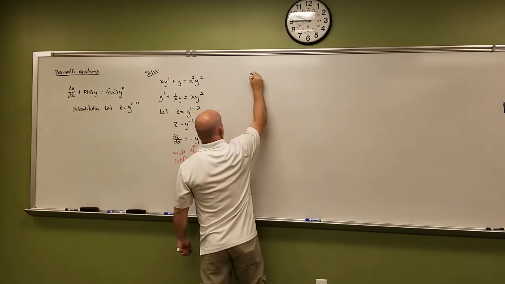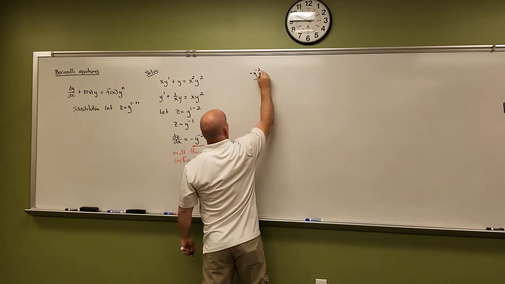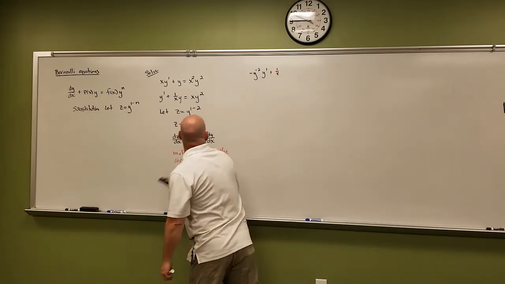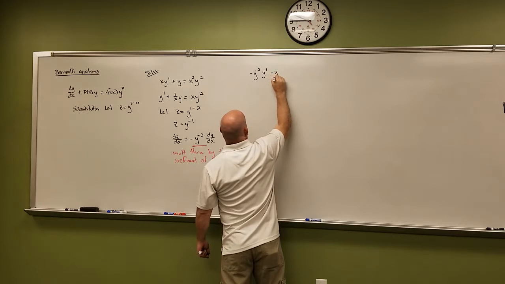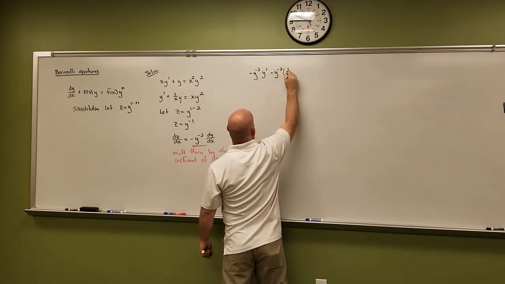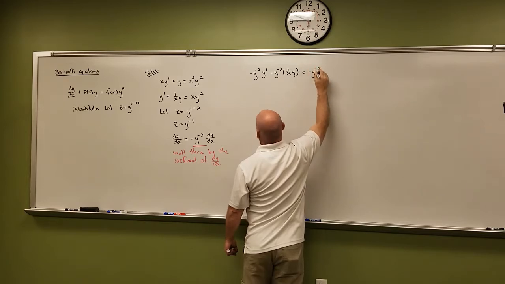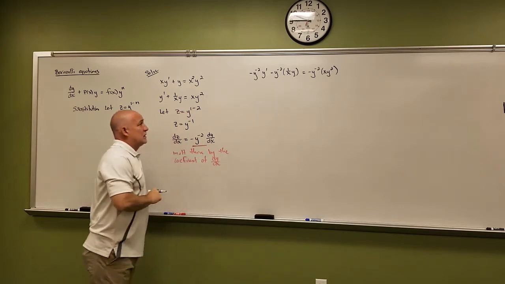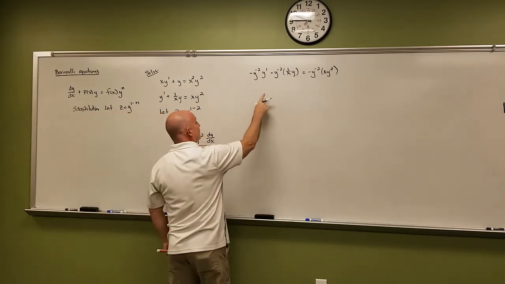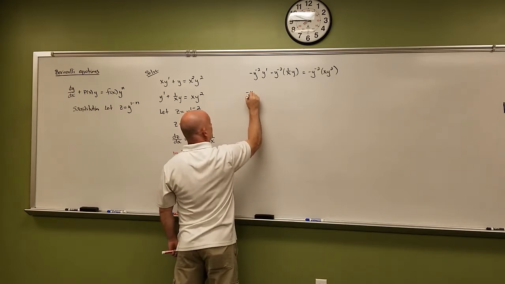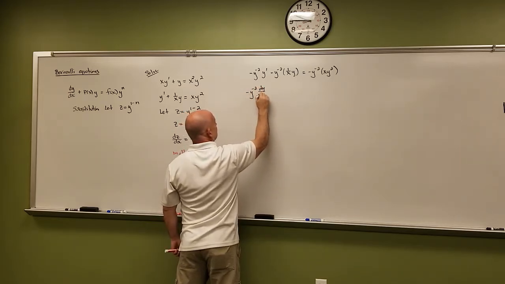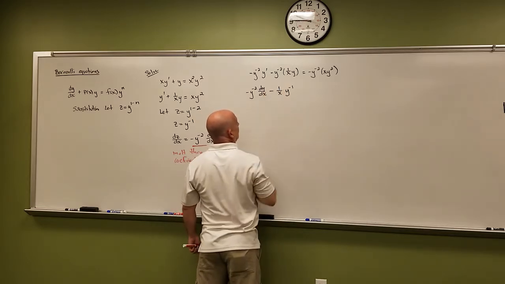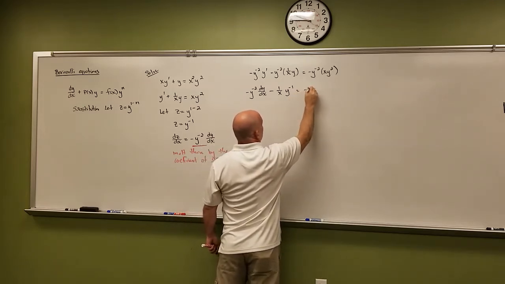So I get negative y to the negative 2 times y prime, minus y to the negative 2 times 1 over x times y, is equal to negative y to the negative 2 times x y squared. All right, you're going to clean this up just a little bit, and just so it matches what I have going on over here, I'm going to switch to my differential notation. So negative y to the negative 2 dy/dx minus 1 over x times y to the negative 1 equals negative x.